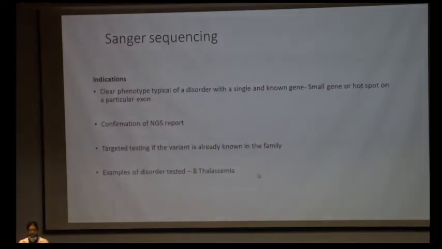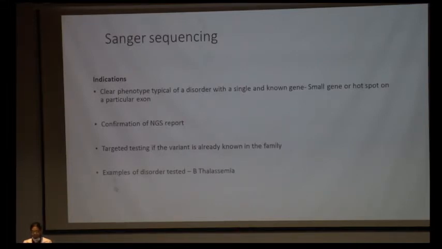So the indications of Sanger sequencing would be in disorders in which there's a clear phenotype, that is, the clinical features point to one known disorder in which there is a single gene, and this gene should be either small or it should have a hotspot region. Or we can use it to confirm our next generation sequencing reports, or if the mutation is already known in a family, then we can just do this targeted Sanger sequencing.